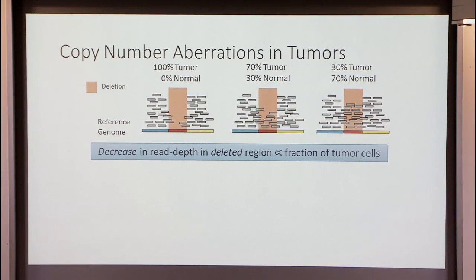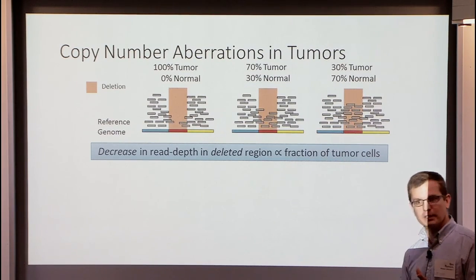For example, if we had a sample that was 100% tumor and no normal cells, and there was a deletion of one copy in the tumor, then we might see this characteristic drop in read depth. As I mix in more normal cells, normal cells having 2 copies of this region, this drop in read depth would start to decay. I might not even be able to detect it. But the idea here is that this decrease in read depth for the deletion is proportional to the fraction of cells in the mixture that have the deletion.